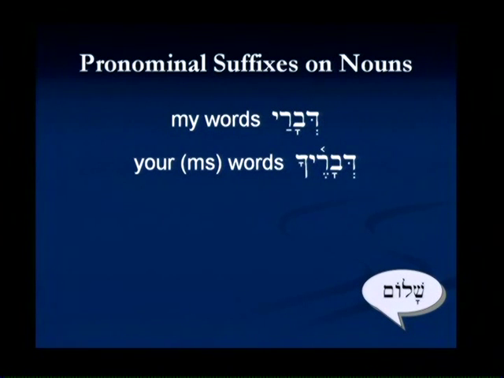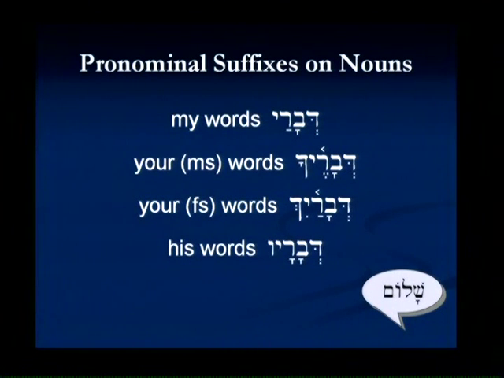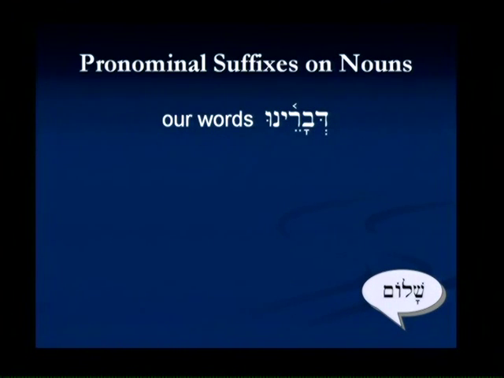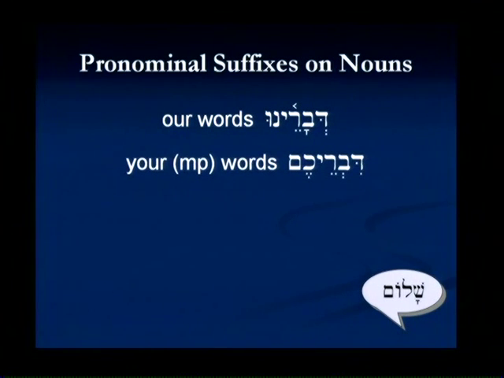Your masculine singular words is devareka. Your feminine singular words, devaraik. His words, devarau. Her words, devareha. Our words, devarenu. Your masculine plural words, divrekem.